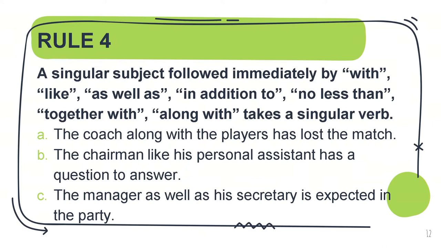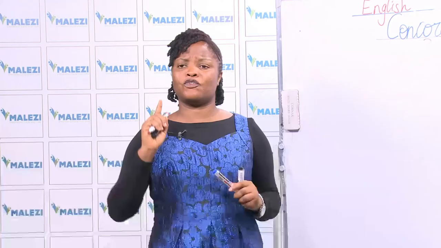Now rule four, a singular subject followed by with, like, as well as, in addition to, no less than, together with, along with, takes a singular verb. Now, get this very correctly. The subject here is a singular subject. But then, whenever the singular subject is followed by any of these words, with, like, as well as, in addition to, no less than, together with, along with, they are usually followed by a singular verb.